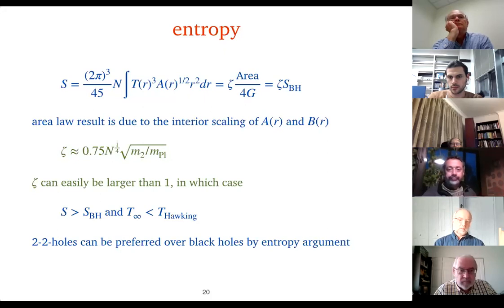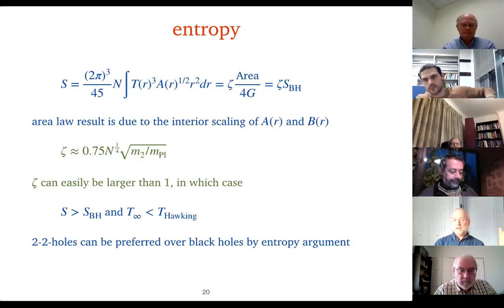And zeta is given by that expression. So I expect the ghost mass to be of order the Planck mass, and n in the standard model is well over 100. So this zeta can be easily larger than 1. So the entropy of this thing is greater than the same size black hole. And the T infinity is smaller than the Hawking temperature. So just from a simple entropy argument, 2-2 holes can be preferred over black holes as the endpoint of gravitational collapse.